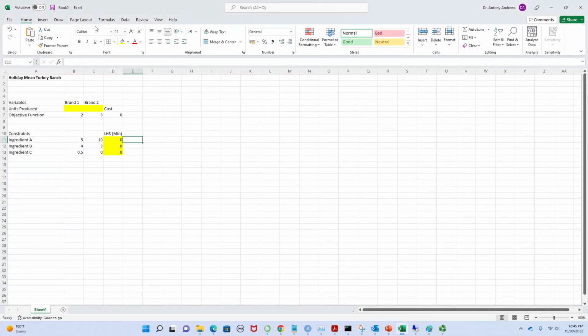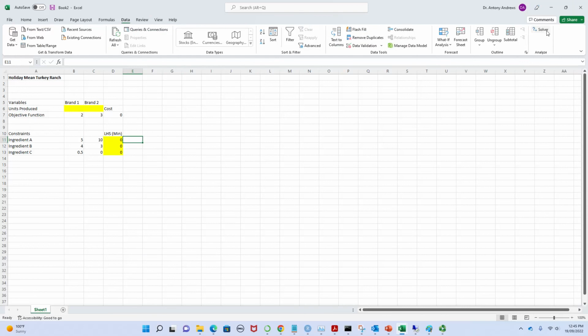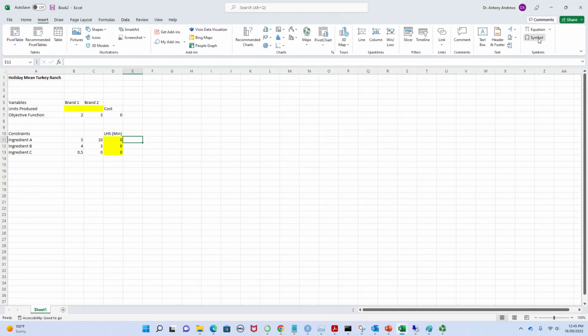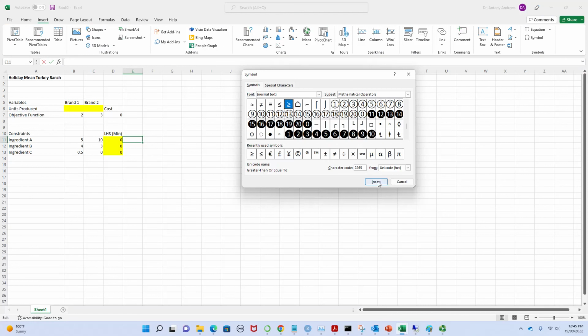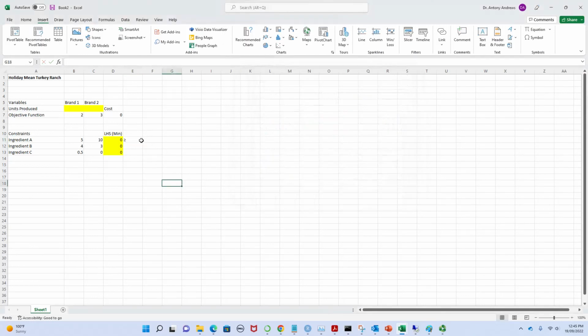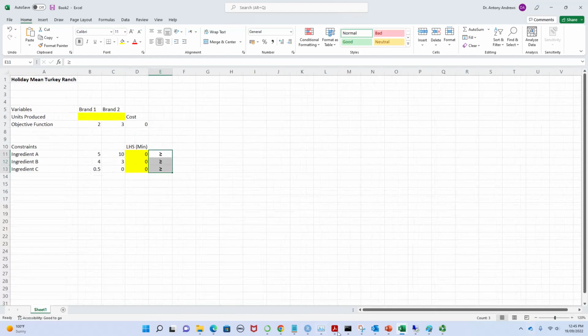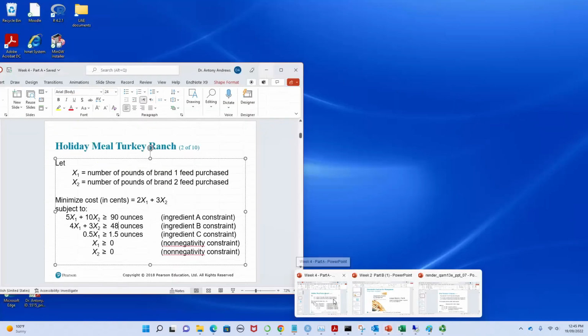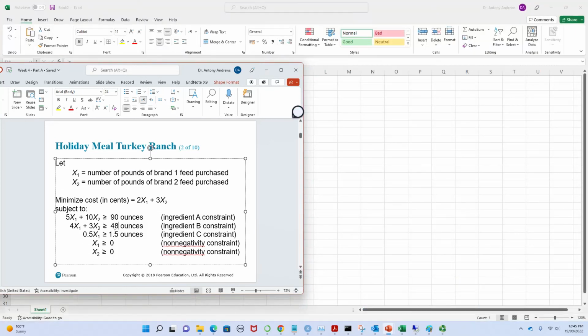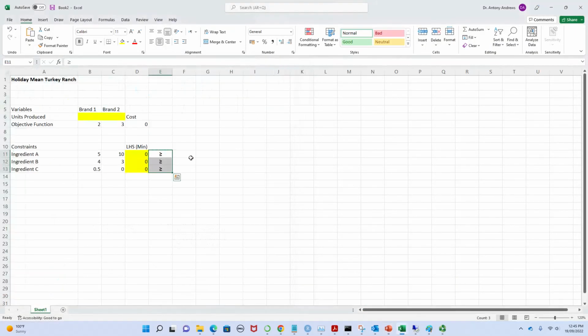Now I'm just going to put a sign in here because we want to have greater than here, don't we? Symbol greater than, set, done. So greater than, and I just like to make it bold and in the middle, okay? So that's what it is now. Remember, always go back to your question here. See, it's greater than. And now we put the constraint, so it's 90, 48, and 1.5. So our RHS, or right hand side.